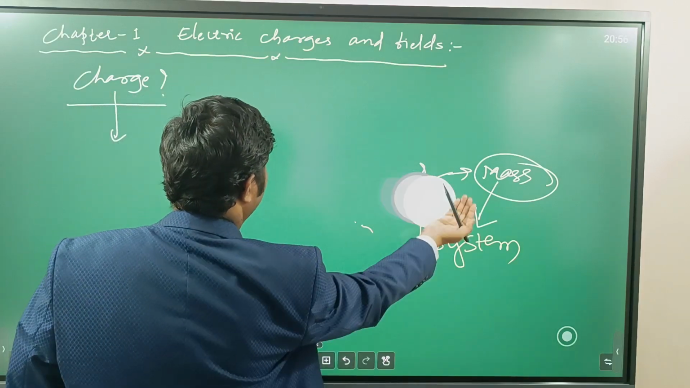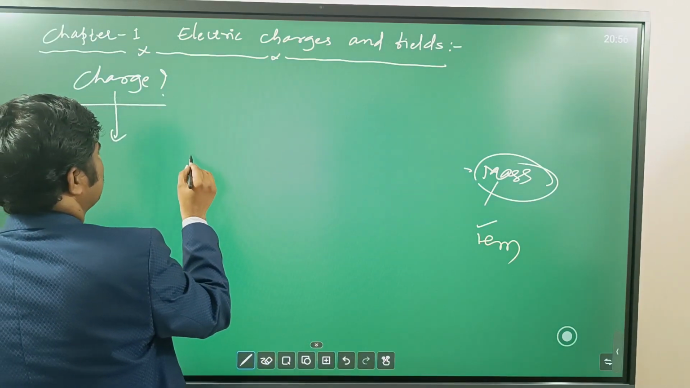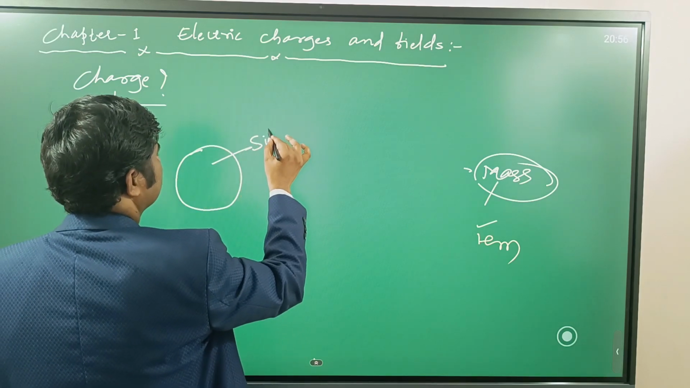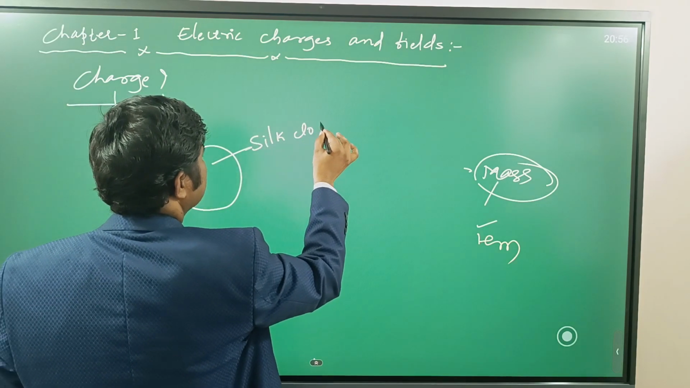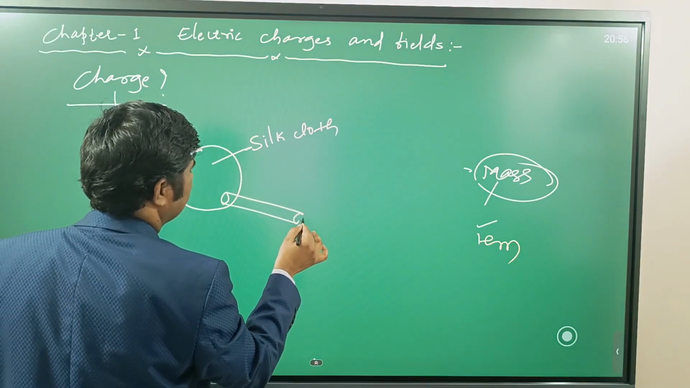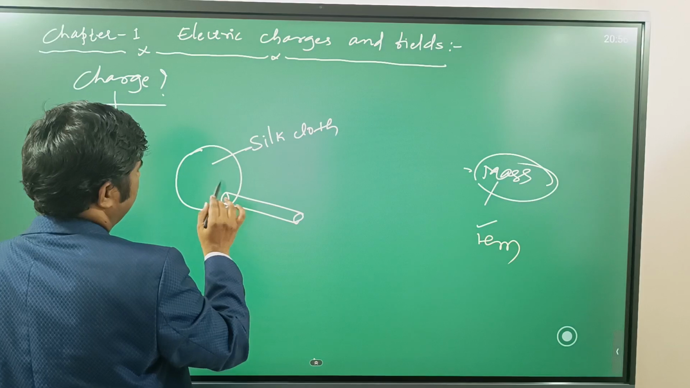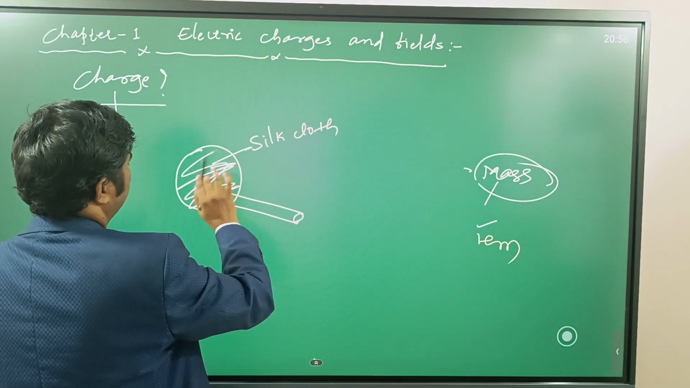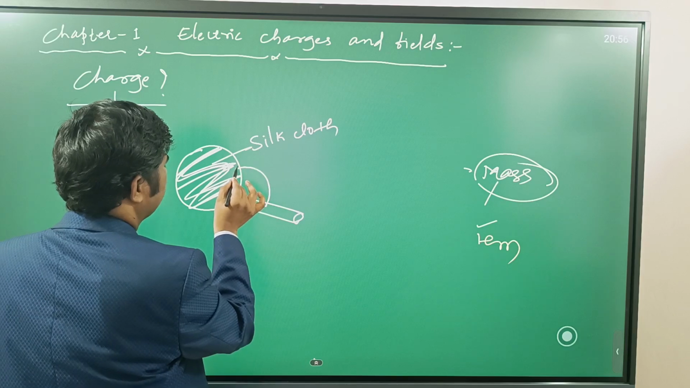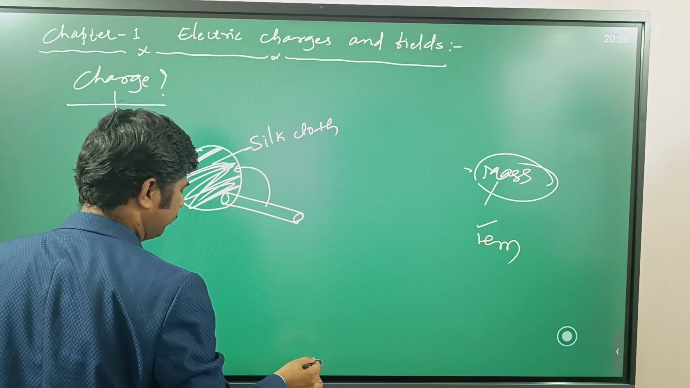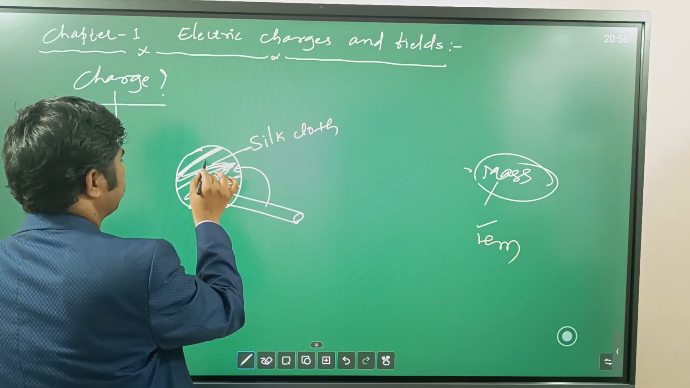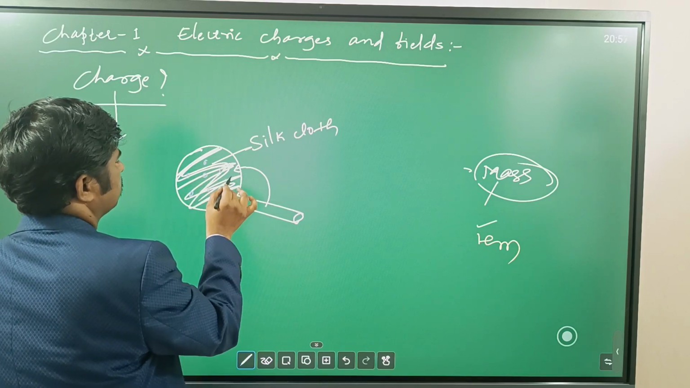When you are coming to the body, as I told you, if this is the silk cloth, and if this is the glass rod, when this glass rod is rubbing with the silk, what will happen? Whatever number of electrons are there in the glass rod will shift to the silk. Obviously it will transfer to silk.